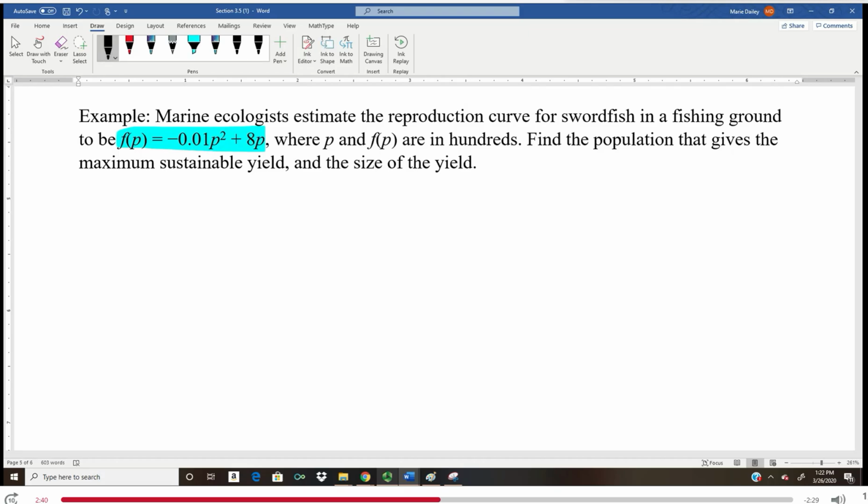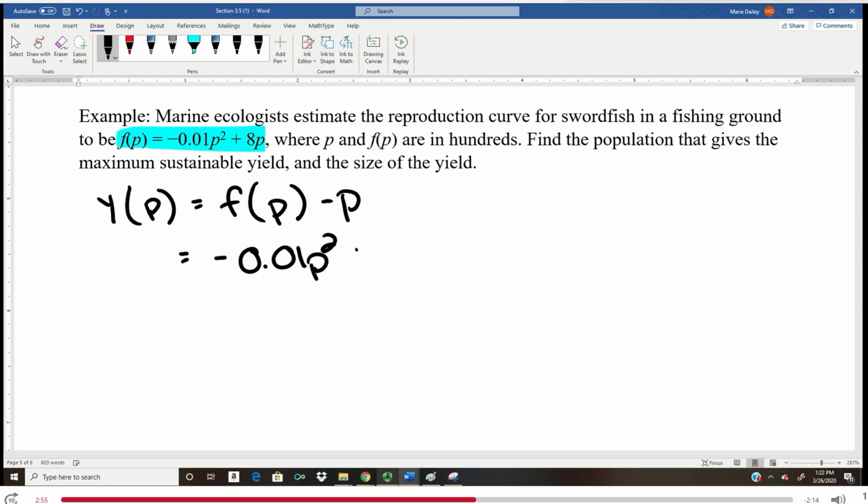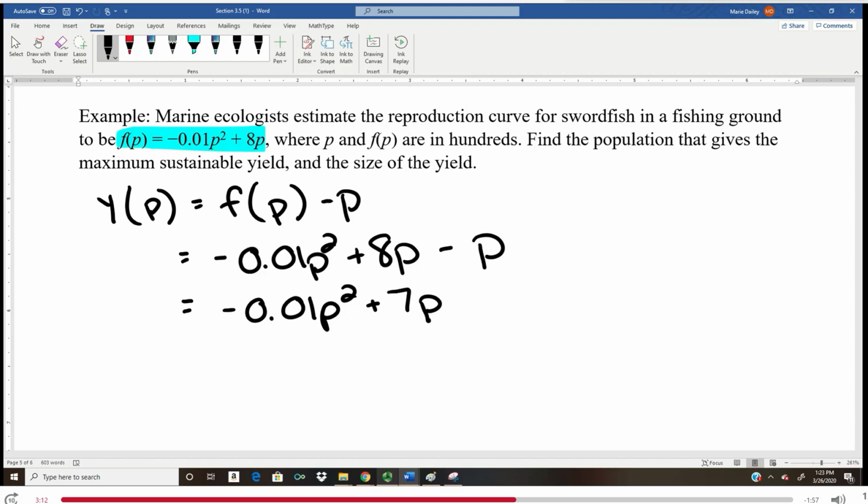Now to come up then with our sustainable yield function, that is going to be y of P equals f of P minus P. So in other words, negative 1/100 P squared plus 8P minus the P value. I'm going to combine like terms to give me then negative 1/100 P squared plus 7P.